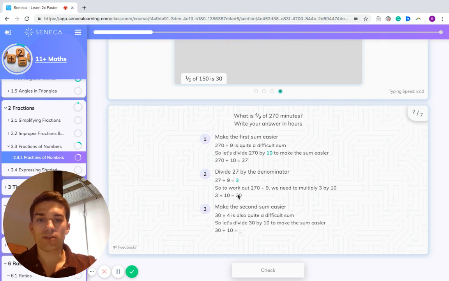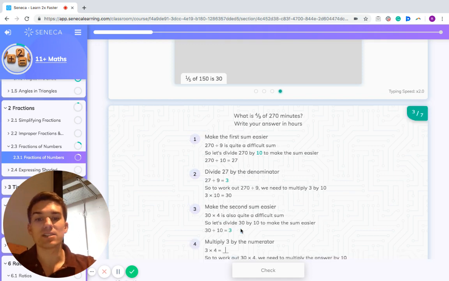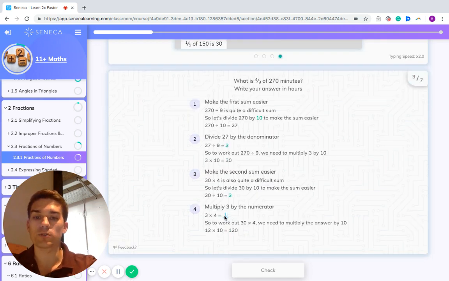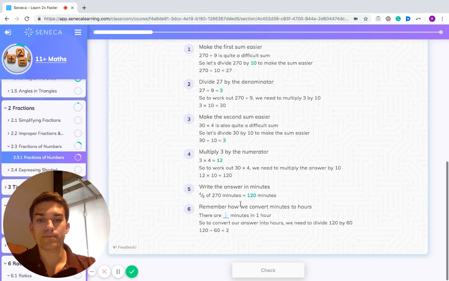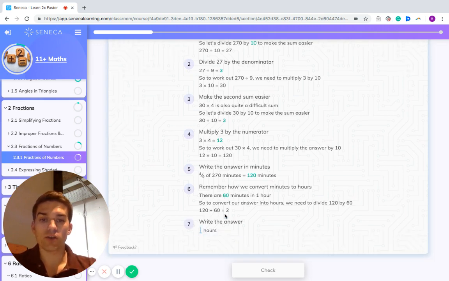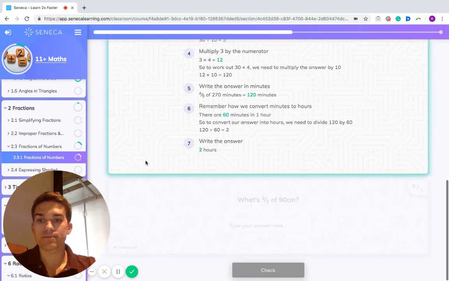So then we've got 30 times 4. This is quite a difficult sum, so we should divide by 10 to make it 3. Then you do 3 times 4, which is 12. And then you multiply by 10 again to give you 120. So in total, 4/9 of 270 minutes is 120 minutes. And if you remember that there are 60 minutes in 1 hour, you can convert that into hours. So 120 divided by 60 gives you 2 hours.